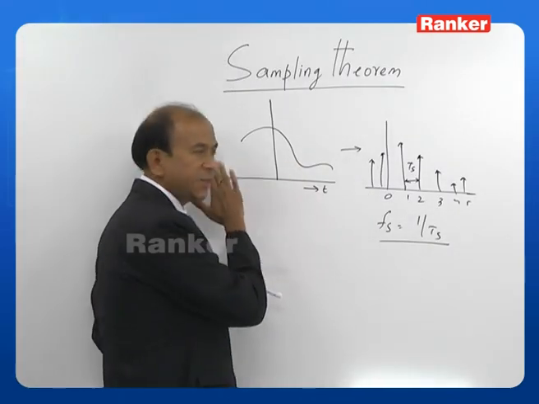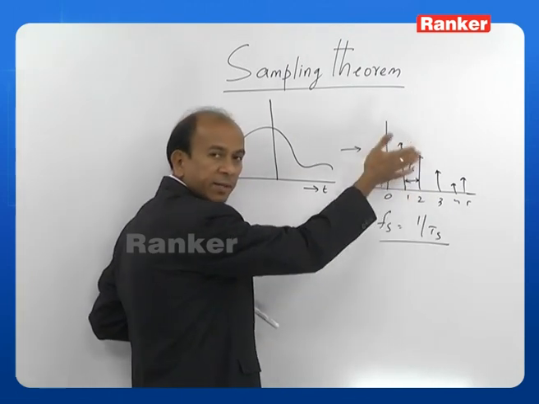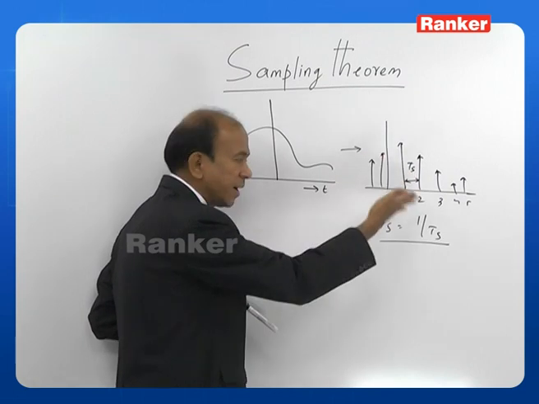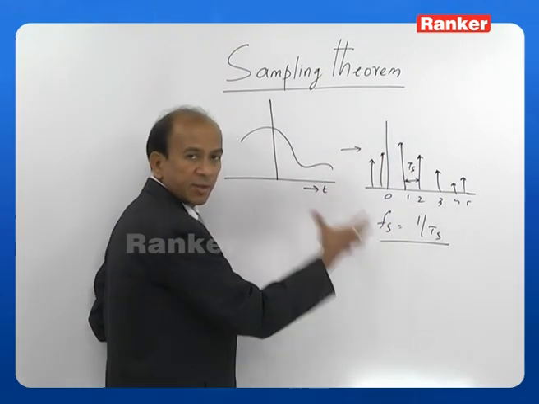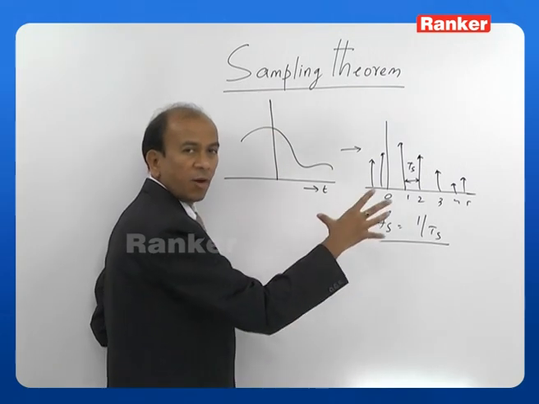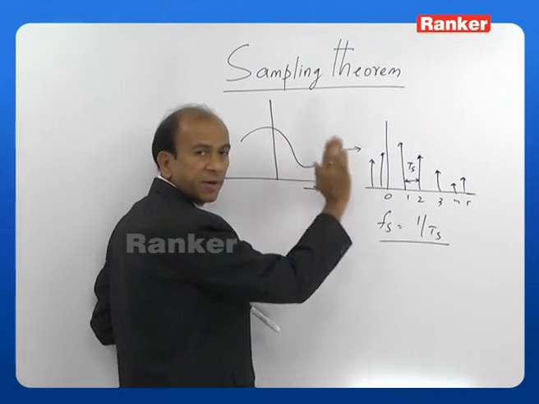So, basically a continuous time signal, when it is converted to discrete time with a certain time period, that is called the sampling period, and the reciprocal of that gives us the sampling frequency, and this is in samples per second. So, this is how sampling converts a continuous time signal into a discrete time signal.